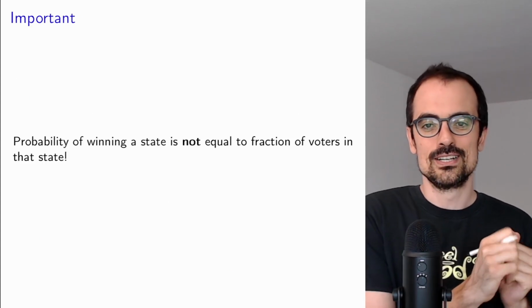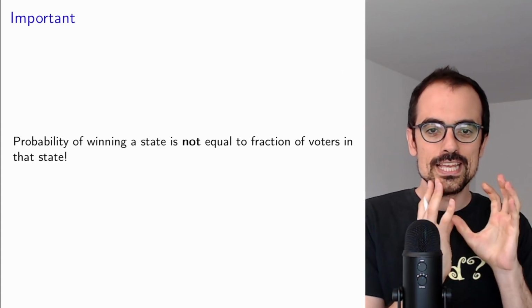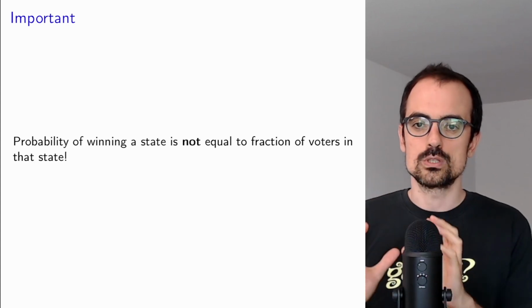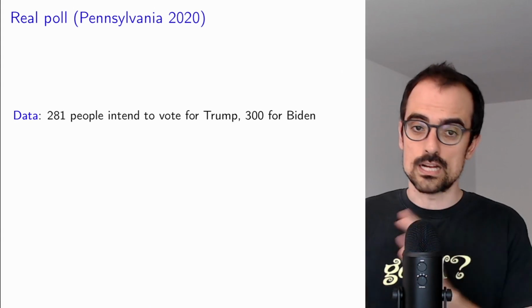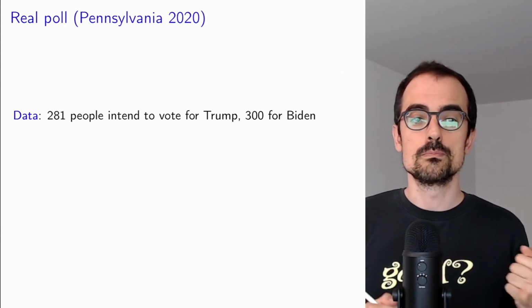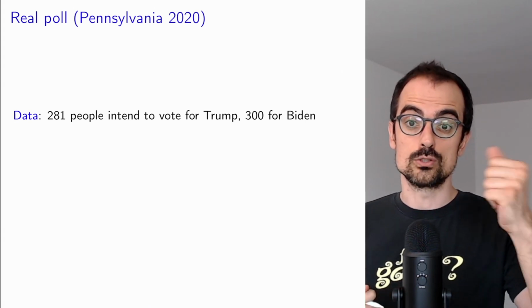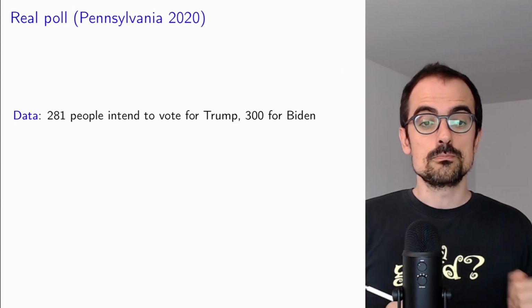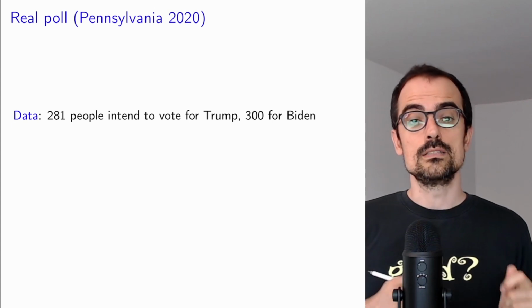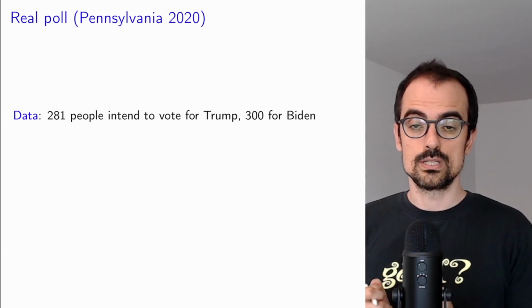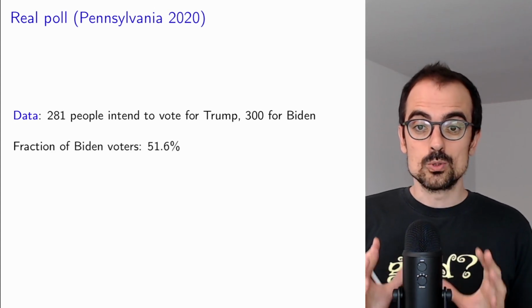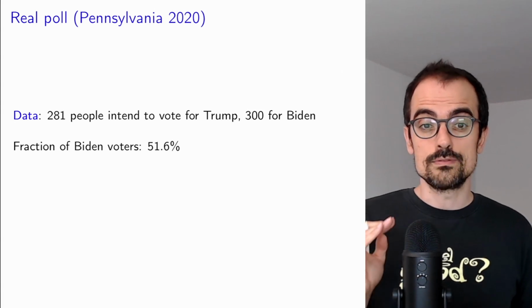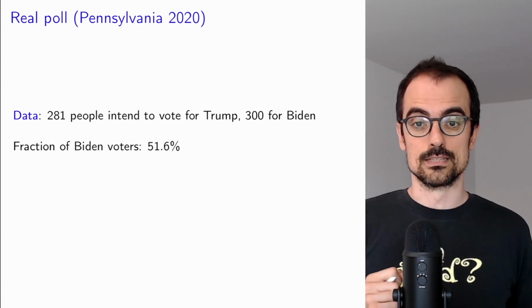It's very important to realize that the probability that a candidate wins a state is not equal to the fraction of voters that support that candidate in that state. To make this very clear, let's look at another example with real data. This is a real poll from Pennsylvania in the 2020 election. In this poll, 281 people intended to vote for Trump and 300 intended to vote for Biden. The fraction of Biden voters is actually pretty close to 50%. It's 51.6%.